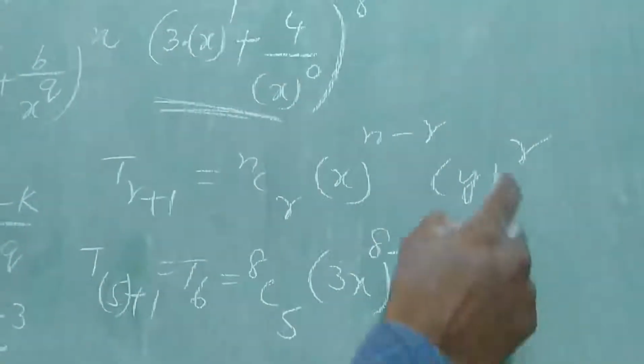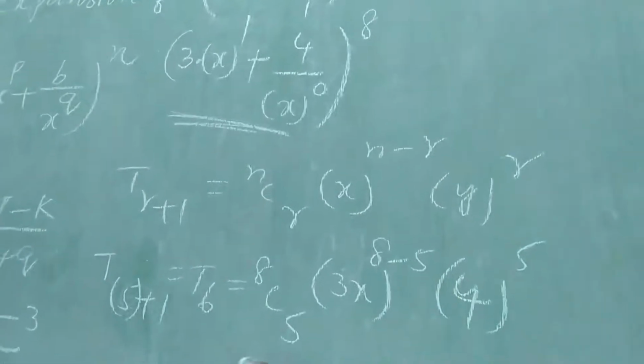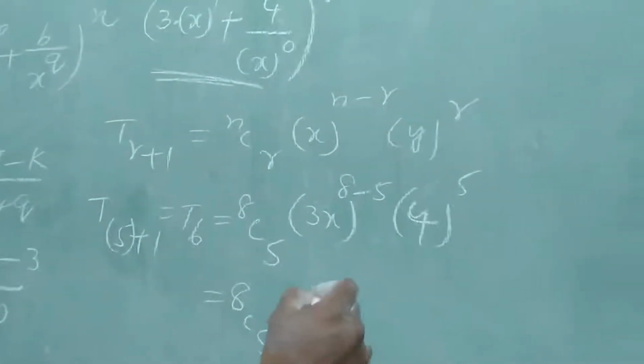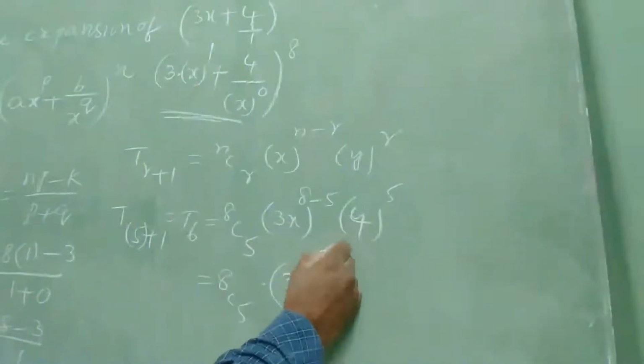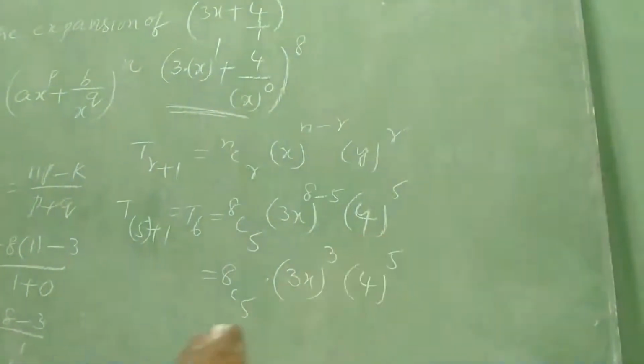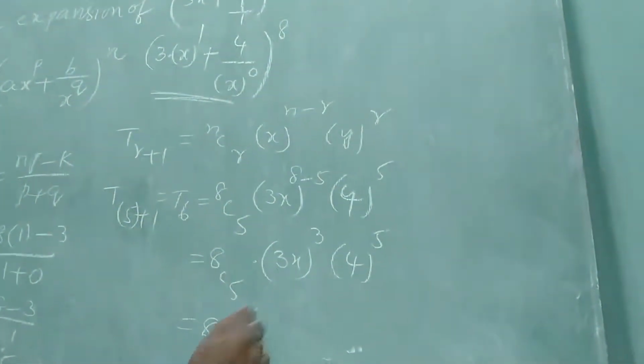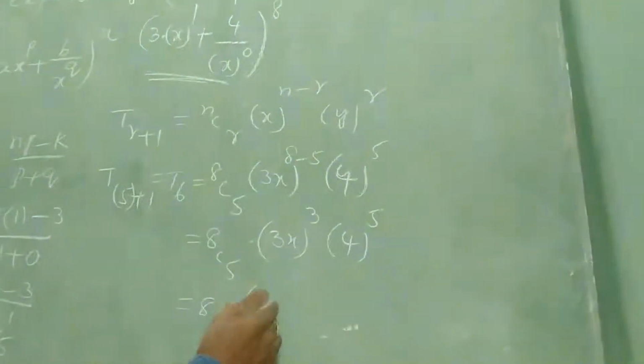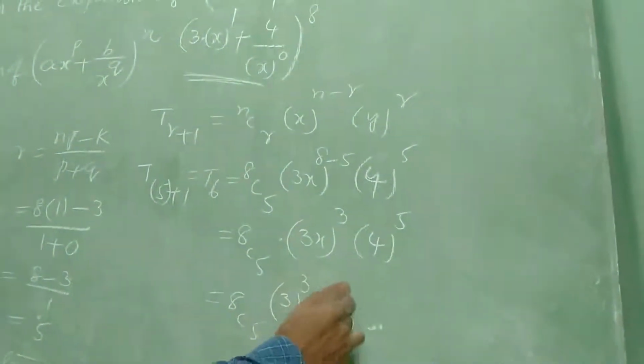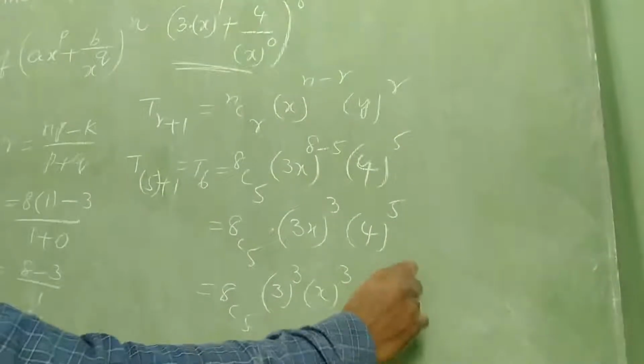4 to the power of r value is 5. So that is equal to 8C5 into 3x to the power of 8 minus 5, that is 3, into 4 to the power of 5. So 8C5, 3x whole cube can be written as 3 cube into x cube into 4 to the power of 5.